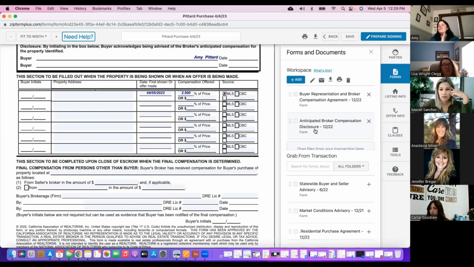This one's separate. So you would send that BRBC in all its glory of 13 pages out to be signed. You'd probably include that SBSA, the statewide buyer and seller advisories. You're going to add like another 12 pages to it. So you've got like 25 pages to be signed at the time of the BRBC. And then when you go to write an offer, you would include this ABCD form. Got it.